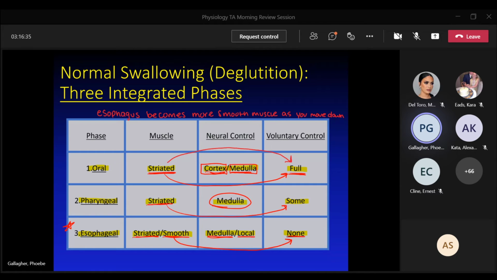So I would say out of all of these three, this last point is high yield because he does want you to know that there is no voluntary control in the esophageal phase. And if I vaguely remember, there being a question about this topic here. So I would remember that specifically.